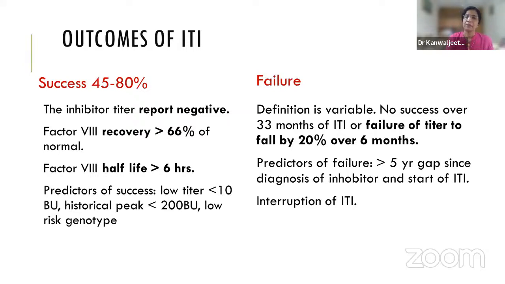Failure: the definition is variable. The ultimate definition is that if after 33 months of ITI no success was there, it is a failure. But continuing for 33 months, when you could tell earlier that maybe we are not going to succeed, is not okay. So we need to have an interim assessment also. It is noted that if the titer fails to fall by 20% over 6 months, it is not going to fall by 33%. So we need to stop it.